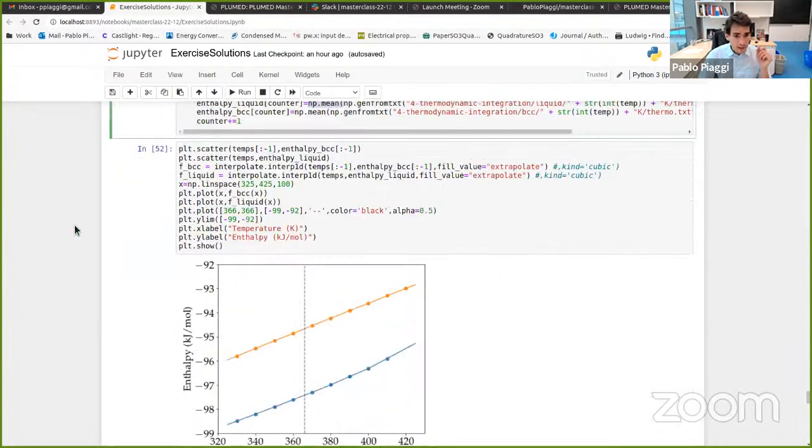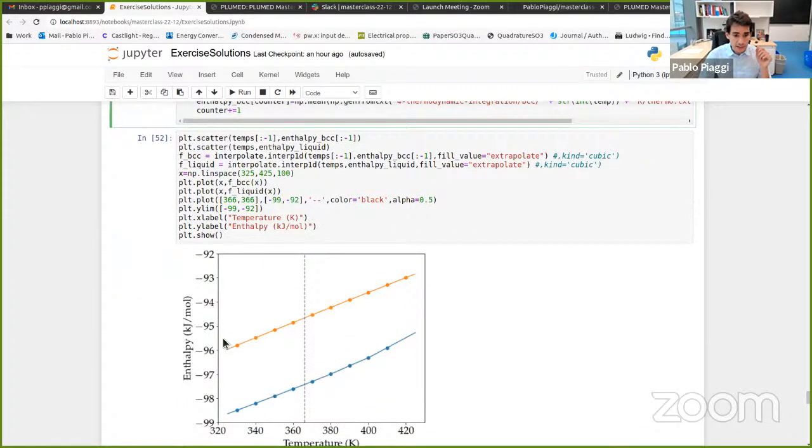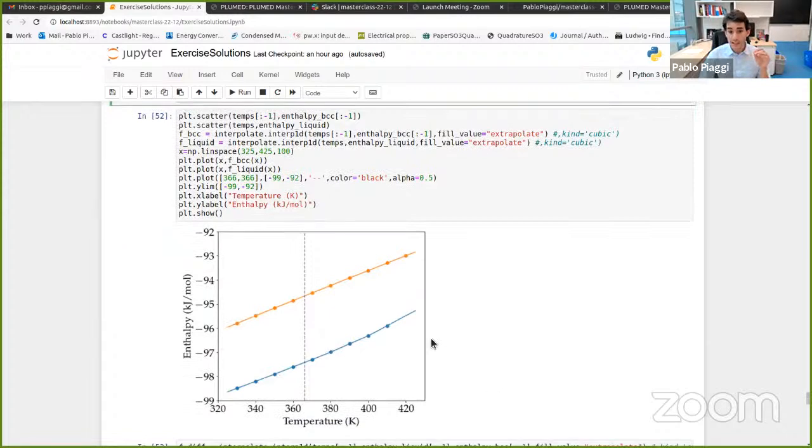Okay, so here I'm showing the enthalpy as a function of temperature. Of course, the blue curve that is lower in enthalpy corresponds to the solid, and the curve in orange corresponds to the liquid. Here we see that at 420, I'm not showing the results because we're so close to the limit of metastability that the system spontaneously transitions to the liquid phase.